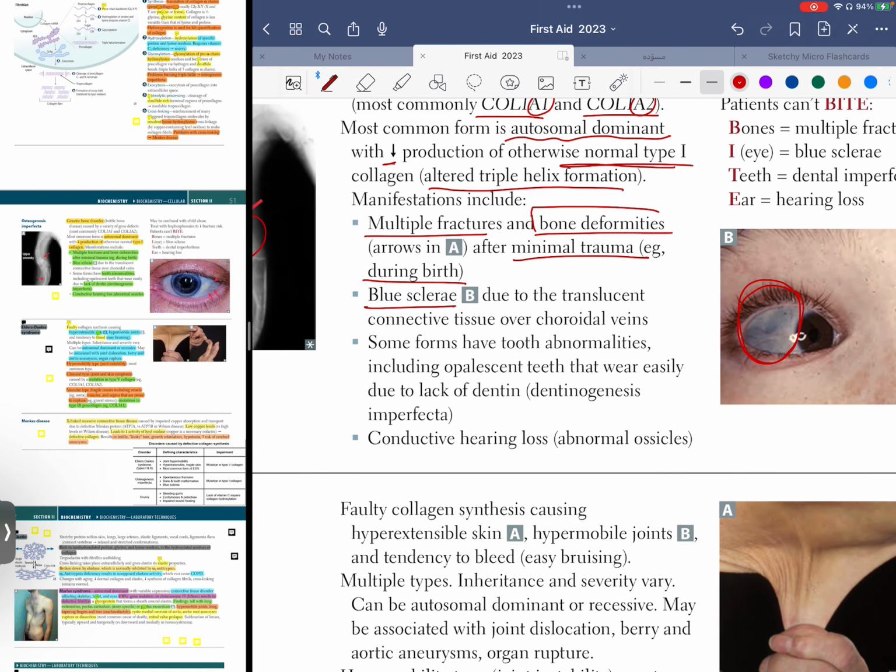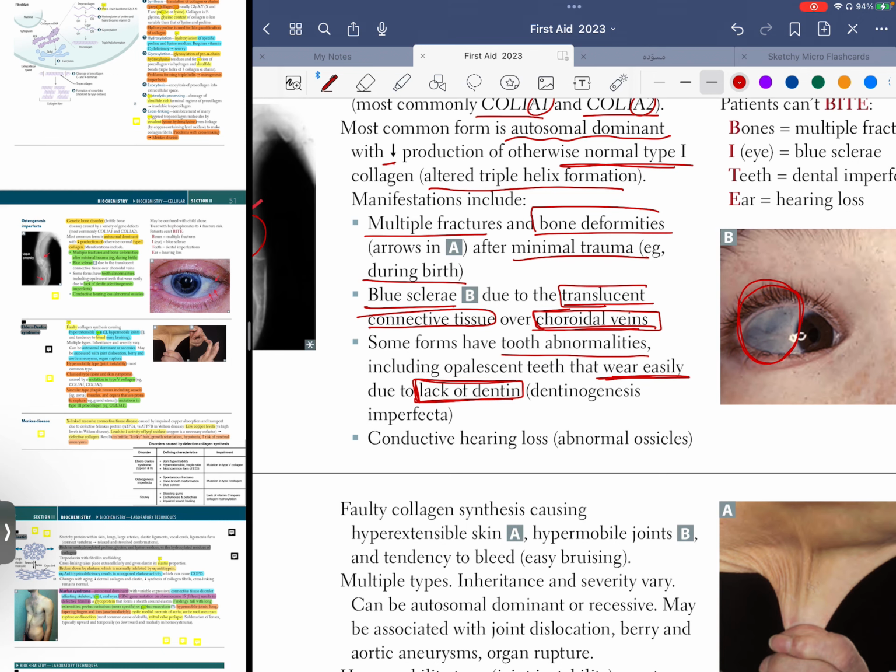We could also have blue sclera, just like this one. There you go, this bluish discoloration of the sclera due to translucent connective tissue over choroidal veins. So that's because we do have some translucent connective tissue over the choroid veins. Some forms have tooth abnormalities, including opalescent teeth that wear easily due to lack of dentine. So the main problem is the lack of dentine that's causing them to wear easily, like they get deformed easily.